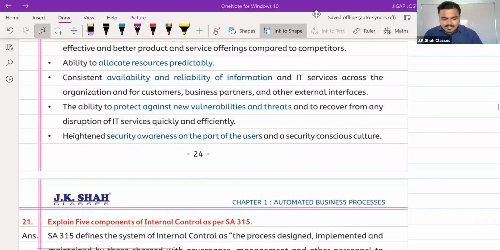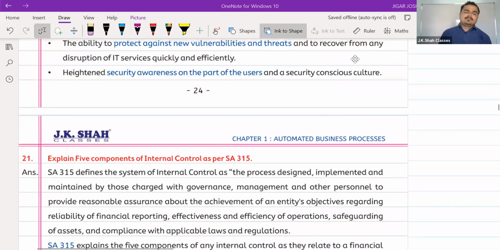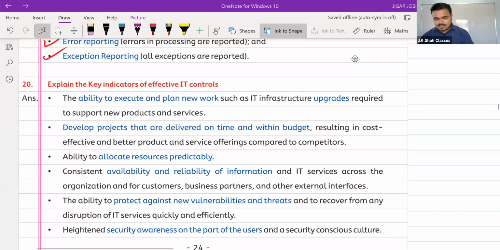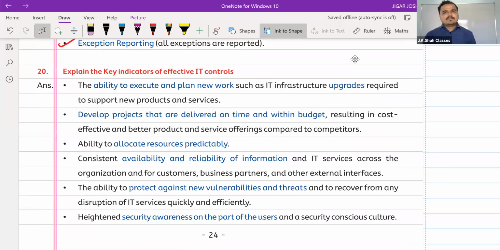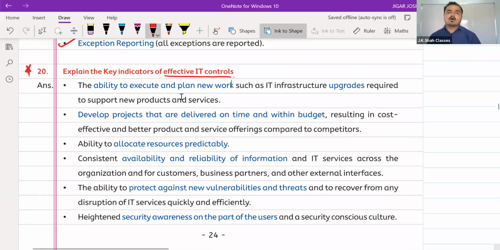Question number 20 is very important, people, because again it is a previously asked question: what are the indicators? If these things exist in your company, I will say that you are having the best IT control. So what are all those points, people, which make me say that your IT controls are working so fantastically, that you are operating your IT in the best manner?